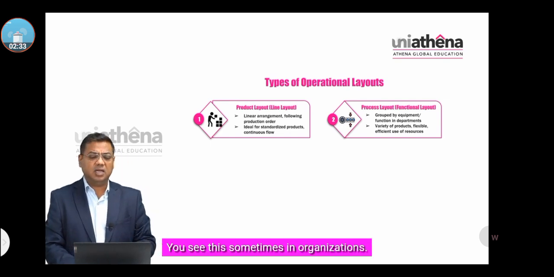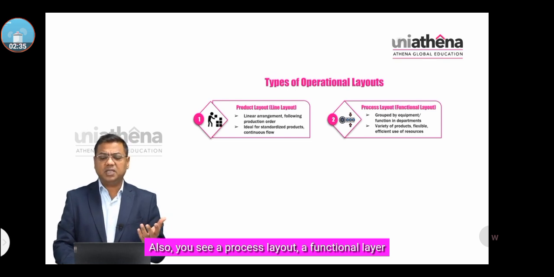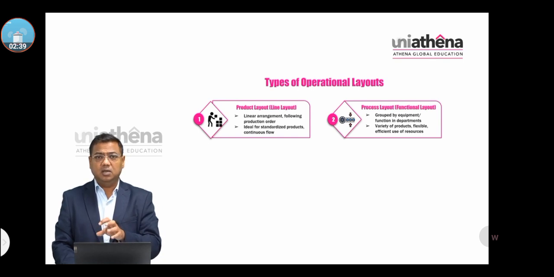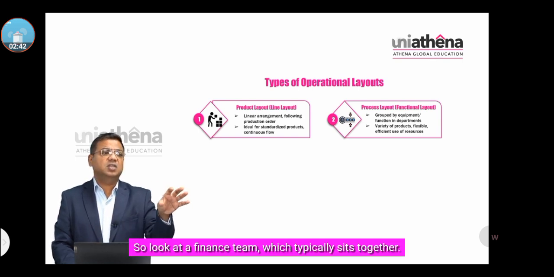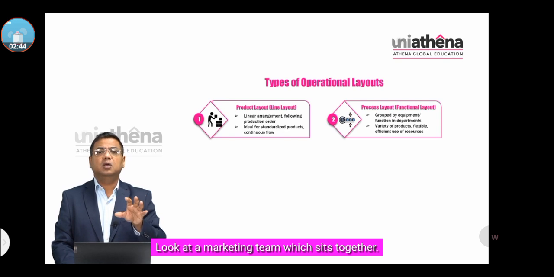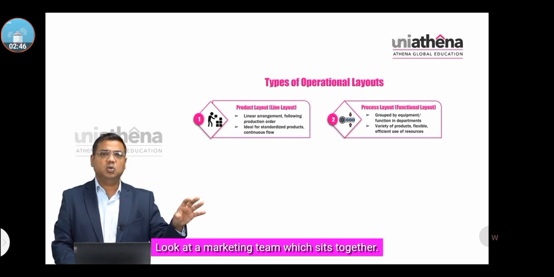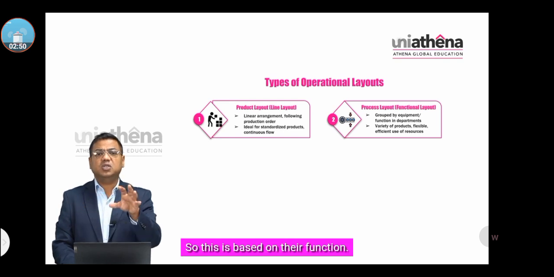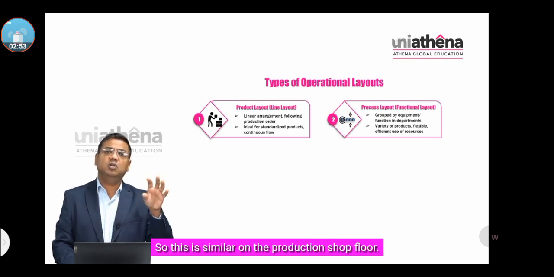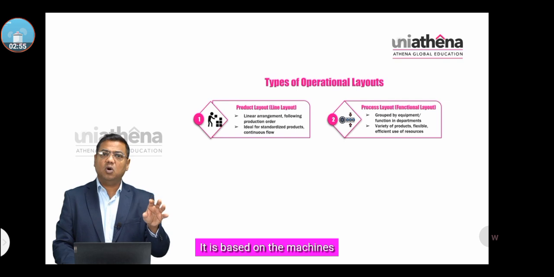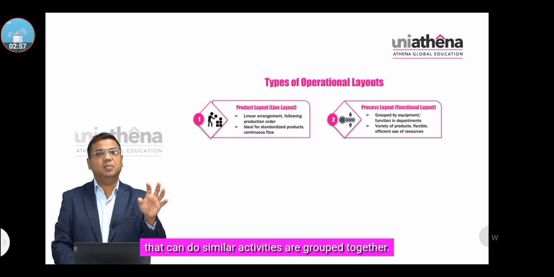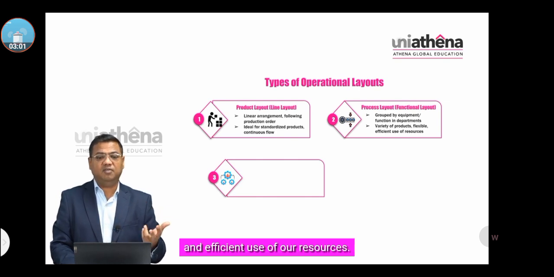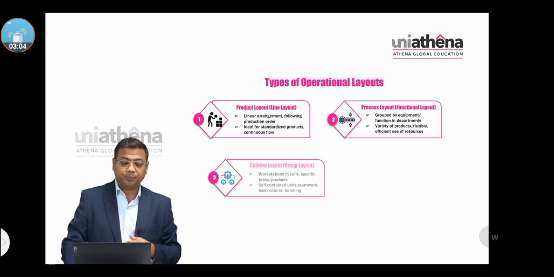You see this sometimes in organizations also. You see a process layout, a functional layout, where a function sits together. Look at a finance team which typically sits together. Look at a marketing team which sits together. Look at a sales team which sits together. So this is based on their functions. This is similar on the production shop floor. Machines that can do similar activities are grouped together. This improves flexibility and efficient use of our resources.